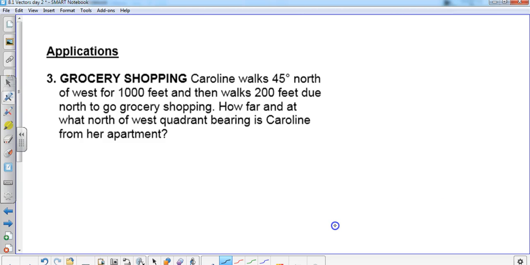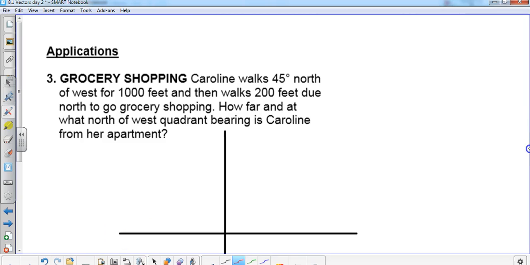All right, we already talked about this to and from business. Here we go. We got a grocery example. Everybody awake? I see some sleepiness. Stick with us for a couple more examples here. Caroline walks 40 kilometers north of, 45, I can read, north of west. So off of west towards the north, really doesn't matter because it's right through the middle. Okay, 1,000 feet. Her apartment is at the origin here, okay? Then walks 200 feet due north.